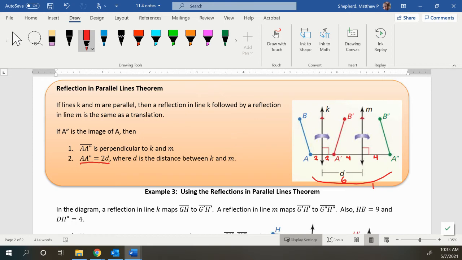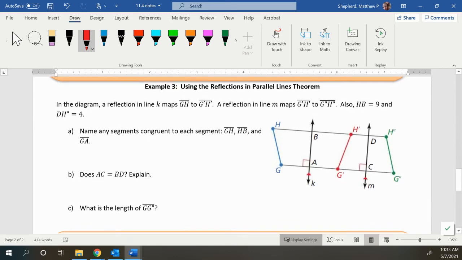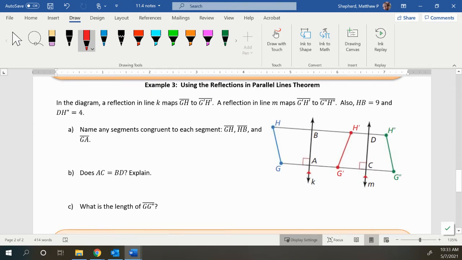Another key thing to note is that the line between them is going to be perpendicular to the parallel lines. All right. So we've got a very similar situation right here, and we just need to analyze it a bit. So in this diagram, the reflection is matching GH to G prime H prime as it goes over K. Then that goes over M to become G double prime H double prime.